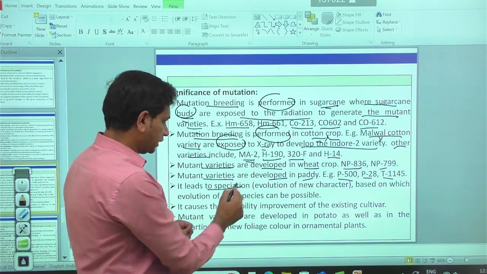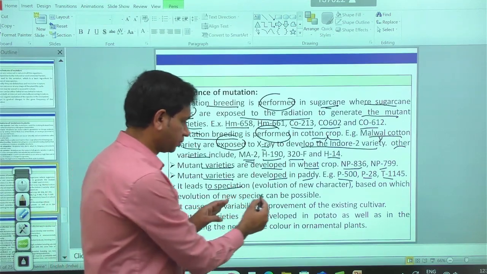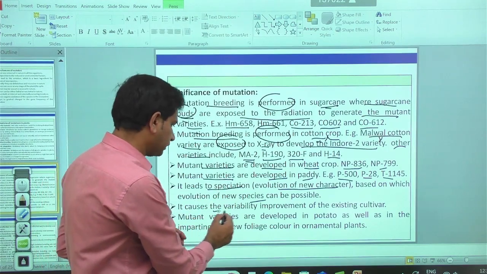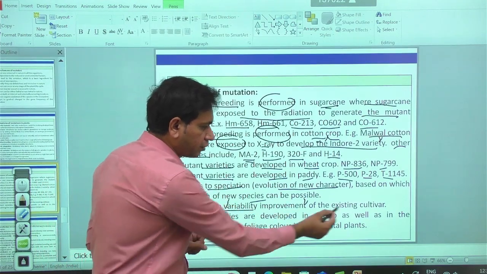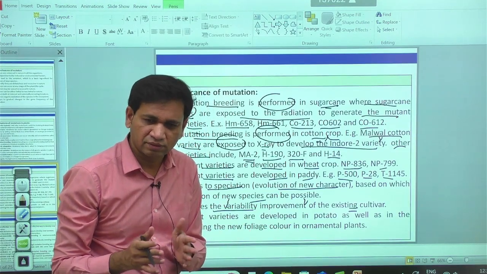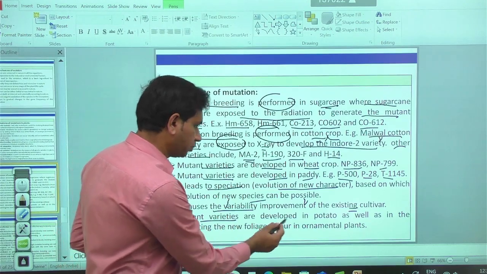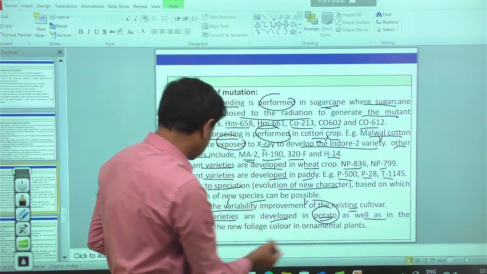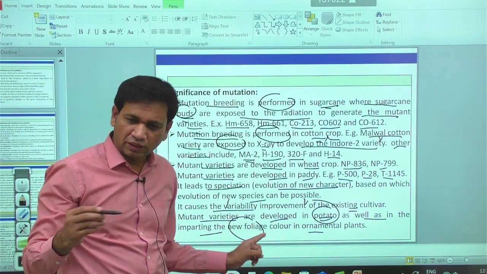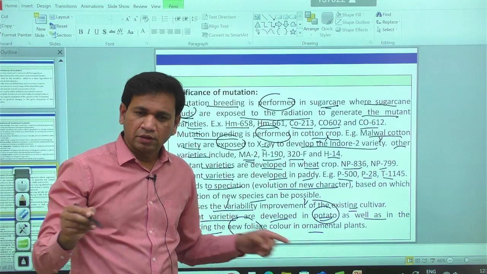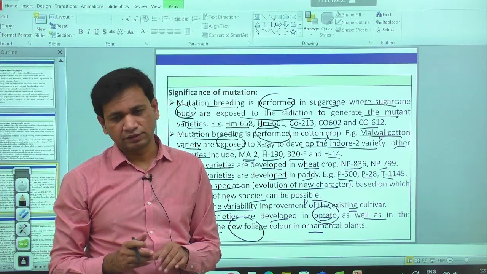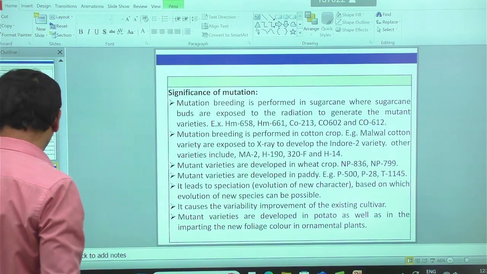Then mutation can lead to speciation, that means evolution of newer species can be possible in the ecosystem. Then it causes variability and improvement of the existing cultivar. So is the genetic resource increasing or decreasing? Increasing. Then mutant varieties are developed even in the potato crop, as well as in imparting new foliage color in ornamental plants. To provide new color in the biomass of ornamental plants, mutation breeding is commonly practiced in agriculture. Those are the applications we have in the case of mutation.